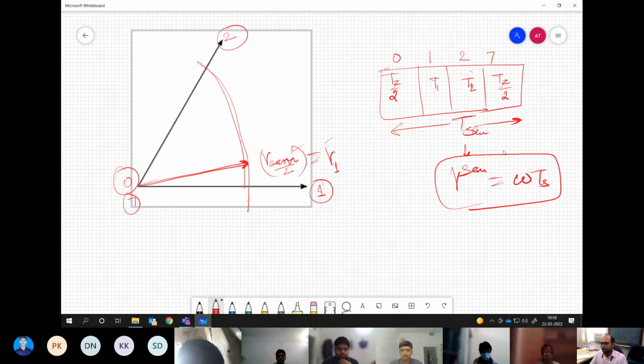But where do you start applying? Where would you start 0? At what point, at what time, or at what angle? The start of the carrier will be 0. Then after Tz by 2 we'll apply T1. No, but where would you start this? My question is that. At what point?